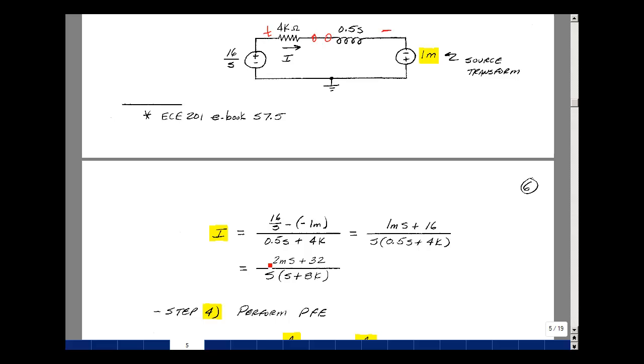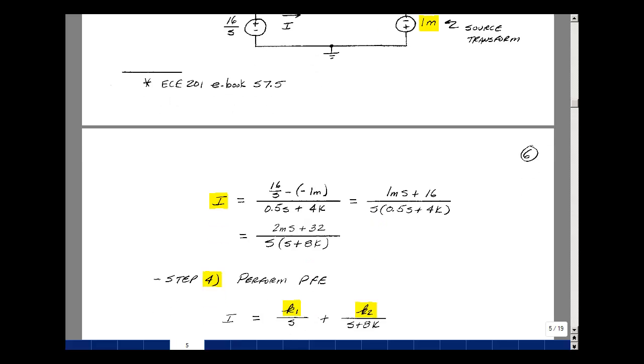Let's multiply numerator and denominator by s, so the s is canceling here, so I've got 16, and I've got a plus 1 milli times s, and likewise multiplying this by s, let's leave this in front here. Pull out the 0.5, and so 4k divided by a half would be 8k. The half out in front, reciprocal, will become 2, so I have 2 milli times s plus 32.